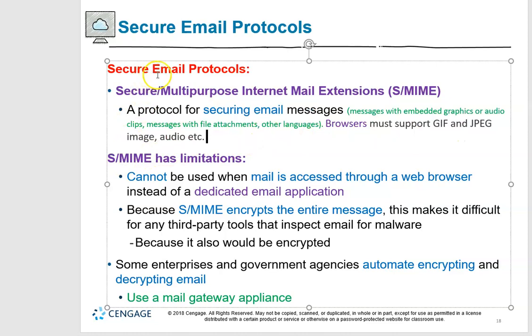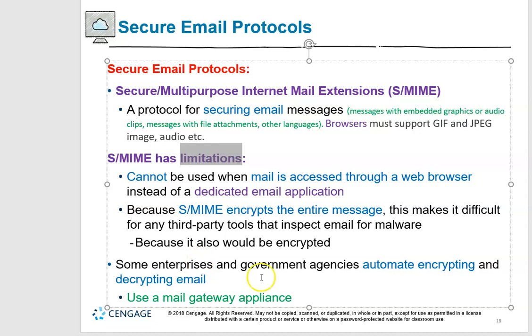What are the limitations with this secure email protocol? Well, it can't be used when mail is accessed through a web browser. You have a lot of web-based email clients these days. So you rather need a dedicated email application, something like Microsoft Outlook that's not web-based. Because SMIME encrypts the entire message, this makes it difficult for third-party tools then to inspect the email for malware. So that's a limitation as well. Because it would be encrypted, you can't look inside, you can't see the malware.